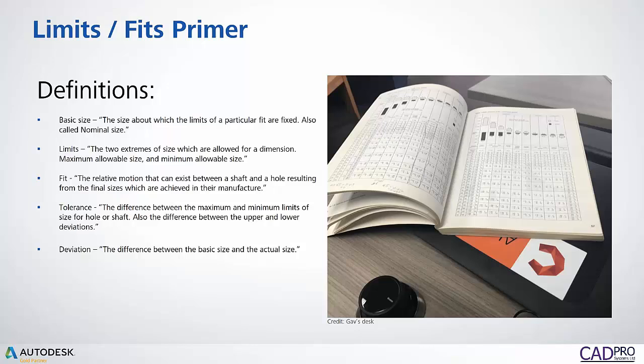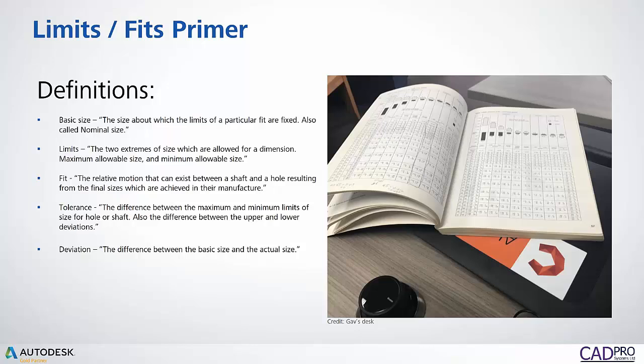So the way we keep those controlled and govern them is by using limits and fits. The basic size is the size about which those limits are fixed, and we sometimes also call this the nominal size. And then the limits are the two extremes that are allowed for that dimension. If we're talking metric, if it's a 20 millimeter hole, we might have a plus or minus 0.1 of a millimeter tolerance. So we'd be happy with a part that was machined anywhere from 19.9 millimeters diameter to 20.1 millimeters diameter.